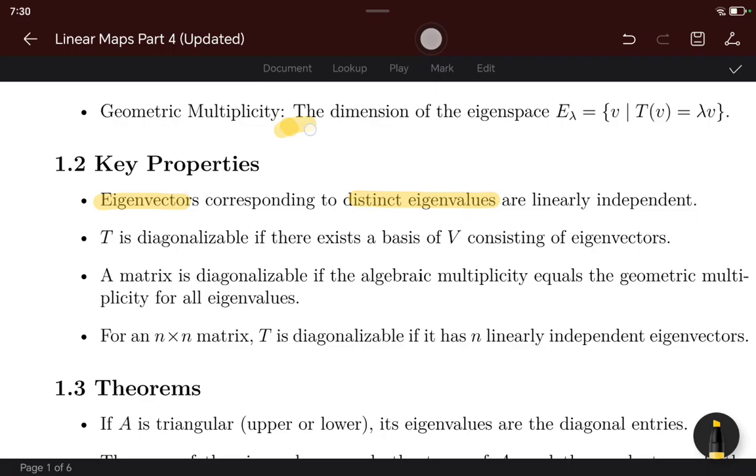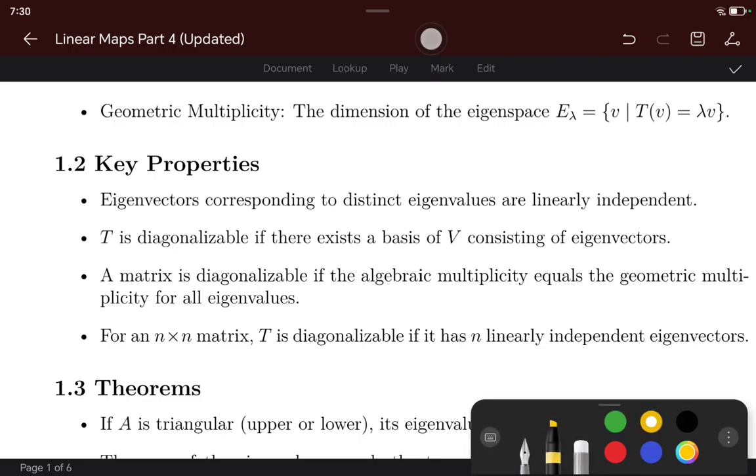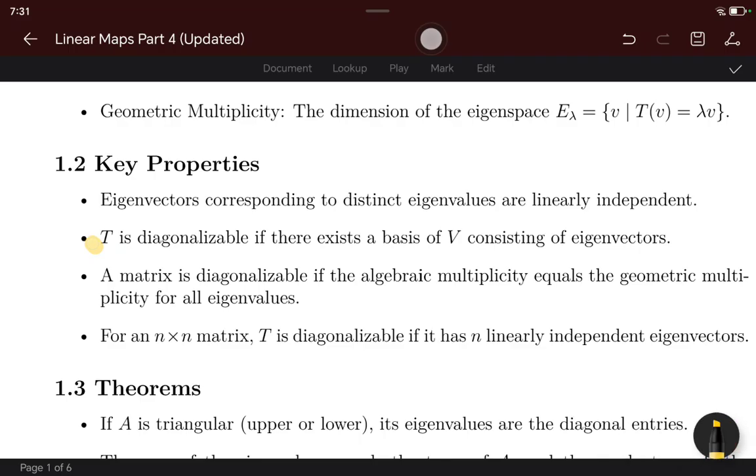Let's say I have two eigenvalues. It means that each eigenvalue should correspond to its own eigenvector. Then those will be linearly independent. If I have two distinct eigenvalues and they give me the same eigenvector, you must know that it is not linearly independent. Hence, it will prevent the matrix from being diagonalizable. Now they say T is diagonalizable if there exists a basis of V consisting of eigenvectors.